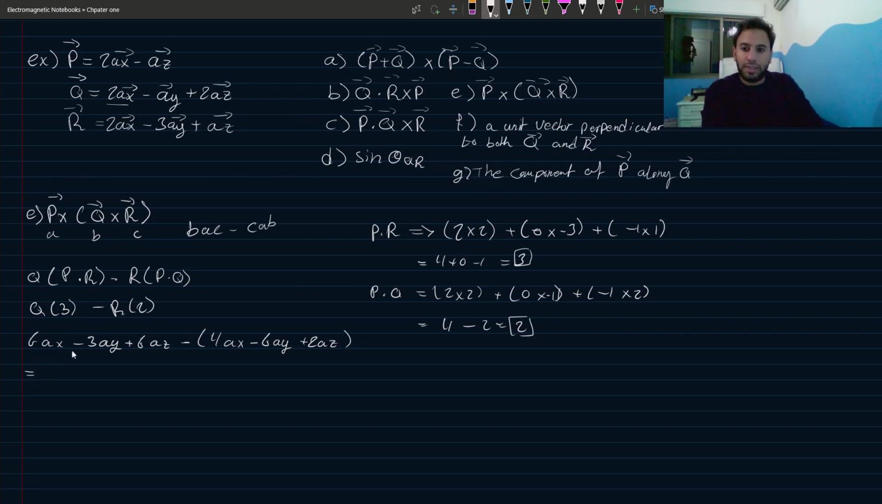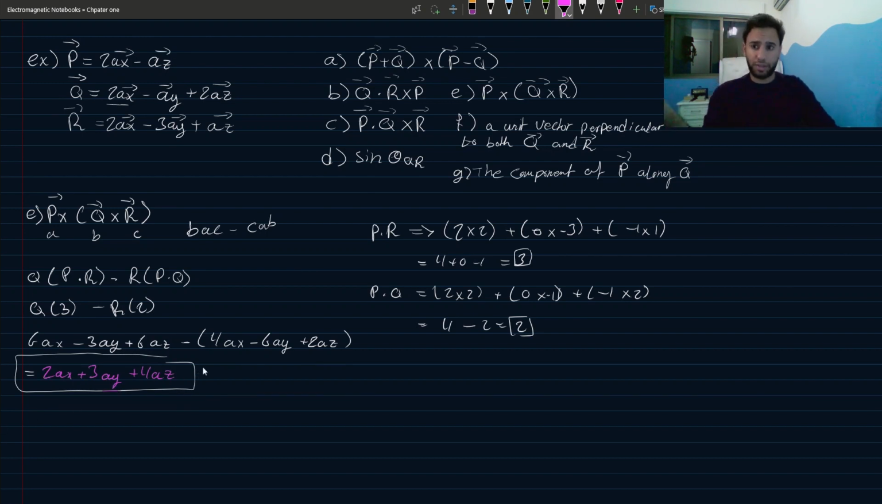And now we subtract 6 minus 4, that is 2AX, minus 3 minus 6, so that's 3 plus 6, so we get plus 3AY, and 6 minus 2, we get plus 4AZ, and that is the final vector, final product. And it is a vector because it's a triple vector product. That's how you know your answer is correct.